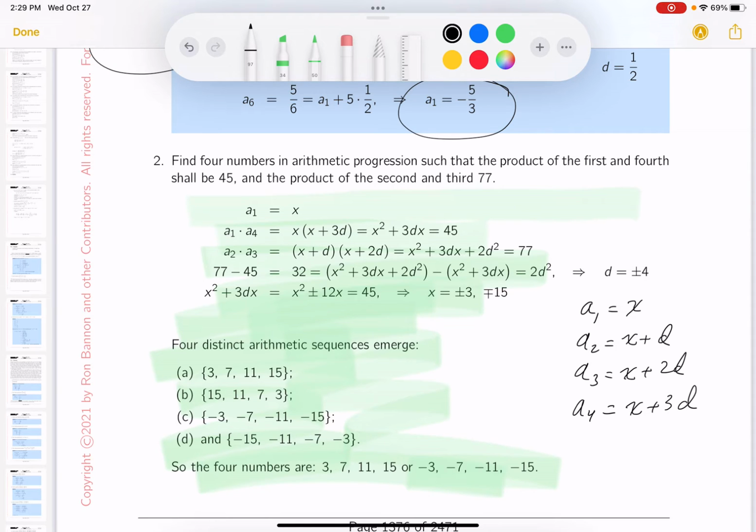And let's read it. What does it say? Find four numbers in an arithmetic progression such that the product of first and fourth. First and fourth. Let me write that down. So the product would be x times (x plus 3d) shall be 45. I'll write that down. And the product of the second and third, these two over here, I'll write that down for you.